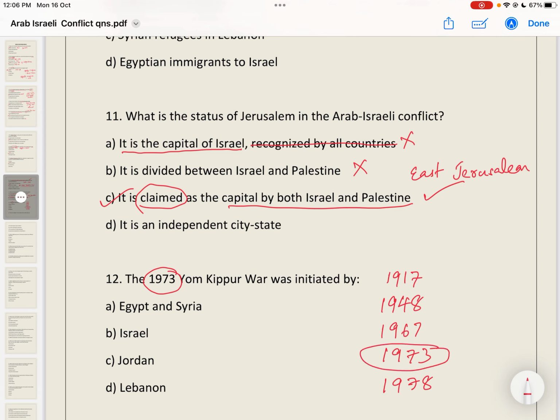Okay, so 1973 Yom Kippur War. If this happened here, then what had happened before that? The 6-day war. And what happened as a result of the 6-day war? The neighboring countries lost a lot of territory and they wanted to get it back. What land did Syria lose? They lost Golan Heights. And Egypt lost Sinai Peninsula. So the 1973 Yom Kippur War was initiated by Egypt and Syria to get their land back, and that never happened. Golan Heights is still under Israeli occupation.